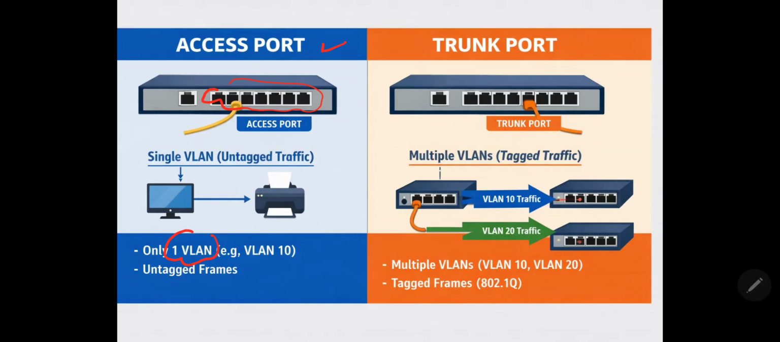But a trunk port is a switch port that carries traffic for multiple VLANs at the same time. Okay, the difference between access port and trunk port: access port is just for one VLAN, but trunk port is for multiple VLANs. You can see here, for example, if you want to connect to other switches, you can use a trunk port.